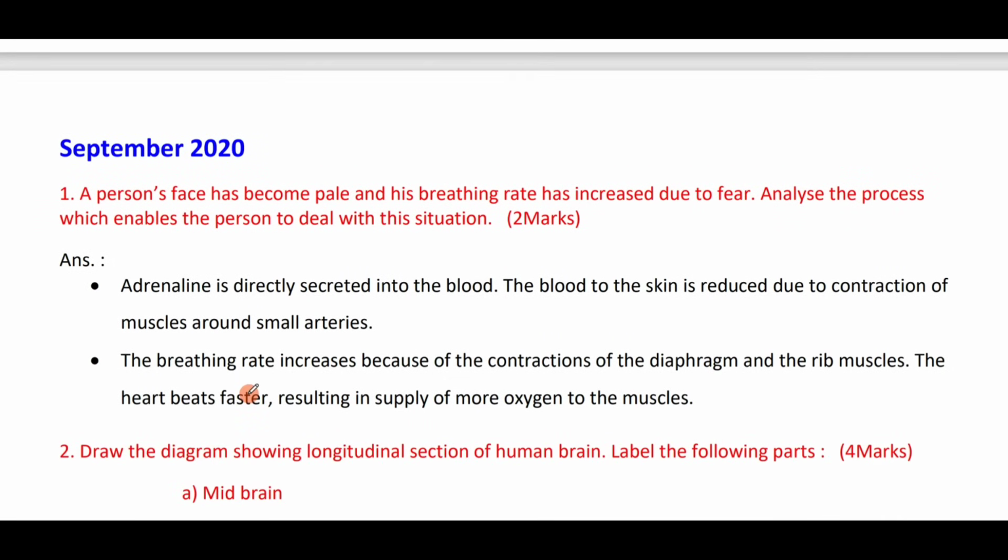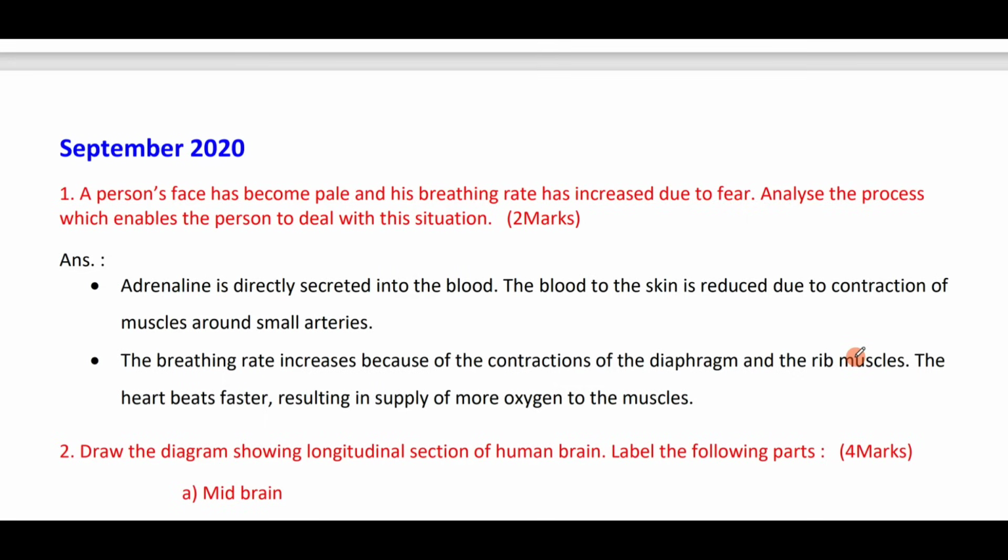A person's face has become pale and his breathing rate has increased due to fear. Analyze the process which enables the person to deal with this situation. What is happening here? The emergency hormone called adrenaline is directly secreted into the blood. The blood to the skin is reduced due to the contraction of muscles around the small arteries. The breathing rate increases because of the contractions of the diaphragm and rib muscles. The heart beats faster and supplies more blood to the muscles. So, in this situation, the emergency hormone adrenaline is secreted into the blood.